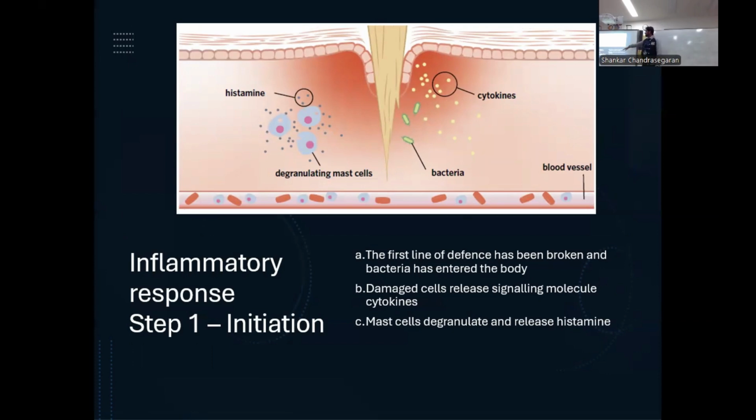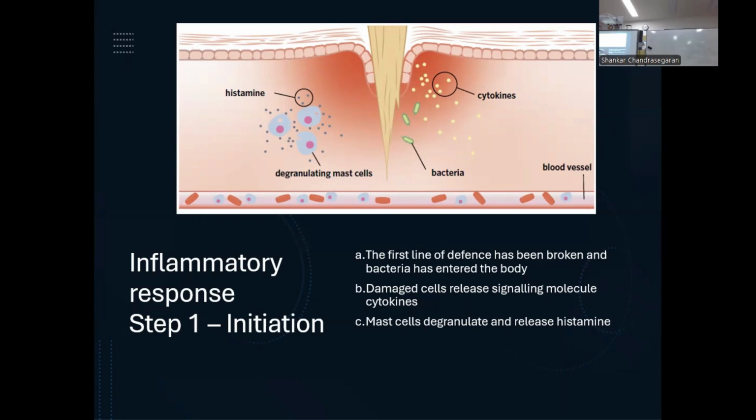The first one, initiation, right? Like I said, your mast cells degranulate and release histamine at that very stage. This is the initiation of the inflammatory response, and that happens due to the fact that histamine is being released by the mast cells. A few other things are also happening here, where damaged cells also release the signaling molecule known as cytokines, which is basically signaling the immune response as well.